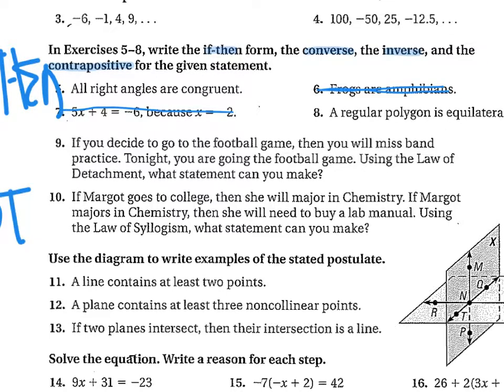Number 10, we're going to use syllogism. So we want to get rid of the part that's doubled up. So I'm going to highlight our parts. If Margaret goes to college, then she'll major in chemistry. If she majors in chemistry, then she'll need to buy a lab manual. Okay, so I highlighted the 4 sections. Get rid of what's being repeated and rewrite your conclusion with what's left.